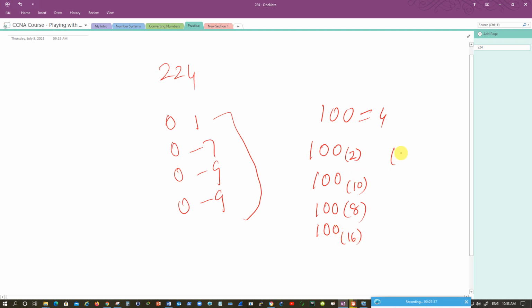Some people write it all like this also, which is also correct, no problem. Within parentheses you include the number and outside you write the base. Both of them are correct, no problem. It's a matter of your own understanding. Whichever method is easy for you to understand, adopt it. Okay, like this.